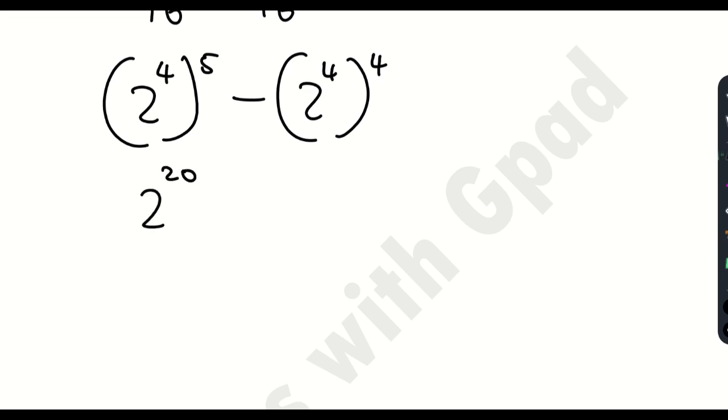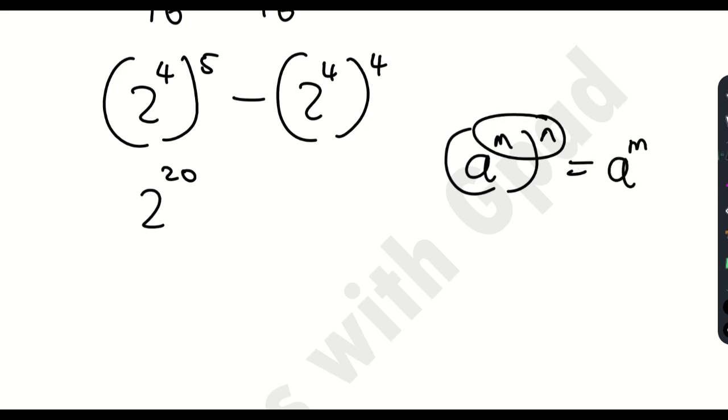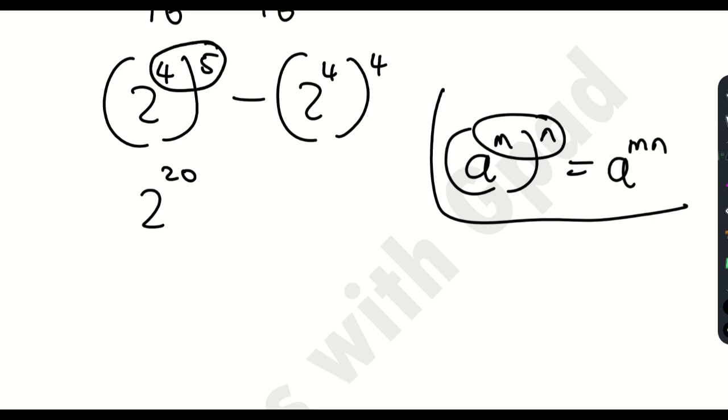For one of the laws of indices, if you have a raised to the power m, bracket, raised to the power n, you can multiply the exponents to give you what? a raised to the power mn. So that's exactly what I did here. I multiplied 4 and 5. That's how I got 20. So we'll do the same thing again to this one. Multiply 4 and 4. You are going to get what? 16. So I have 2 raised to the power 20 minus 2 raised to the power of 16.